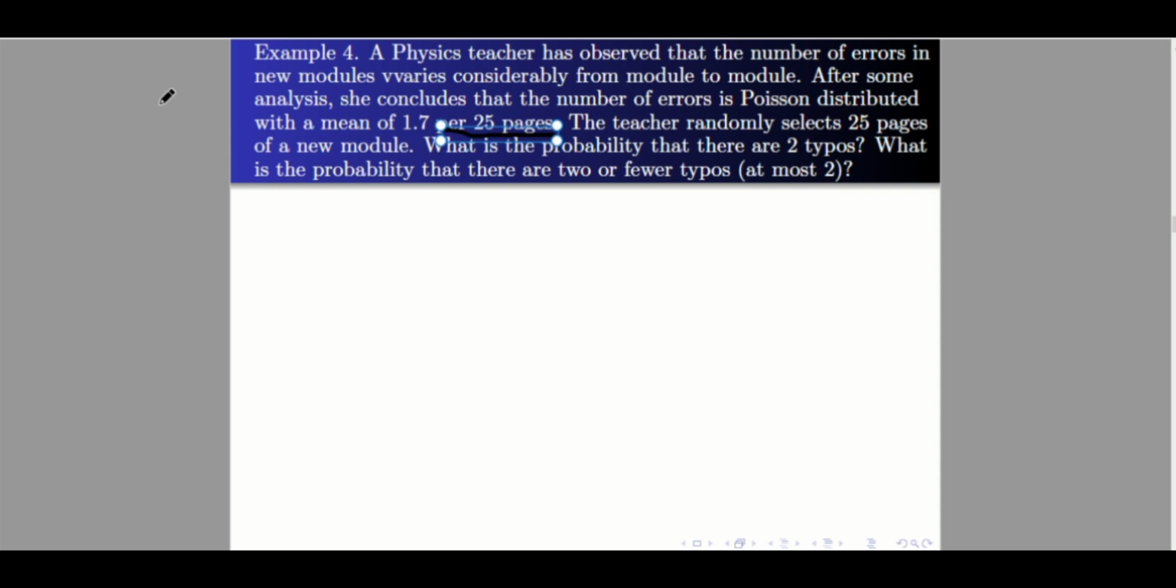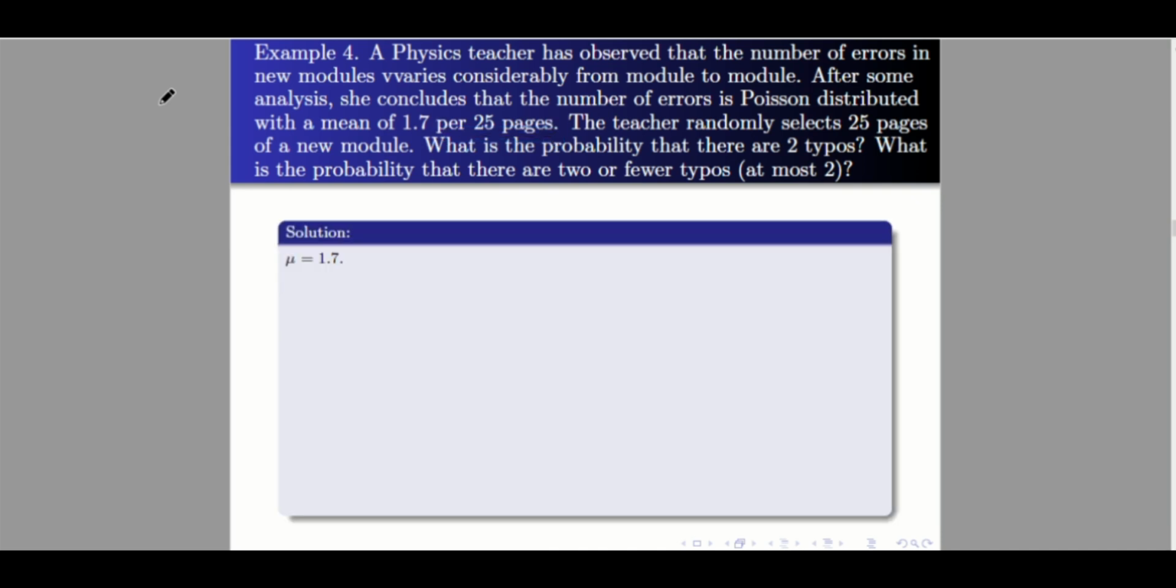So take note, mean is average. So it is a continuous number. Continuous variable, so it can take a decimal number. So the teacher randomly selects 25 pages of the new module. What is the probability that there are exactly 2 typos? And the other one, 2 or fewer typos. When we say 2 or fewer, that is at most 2.